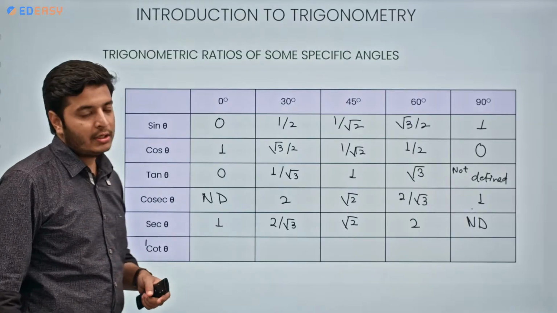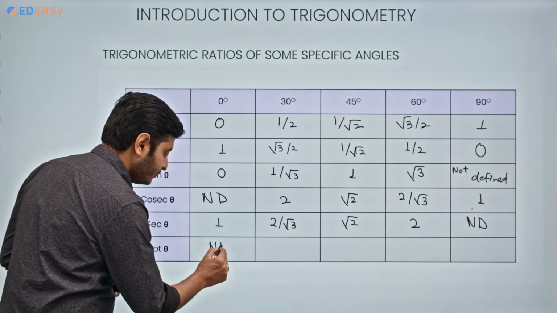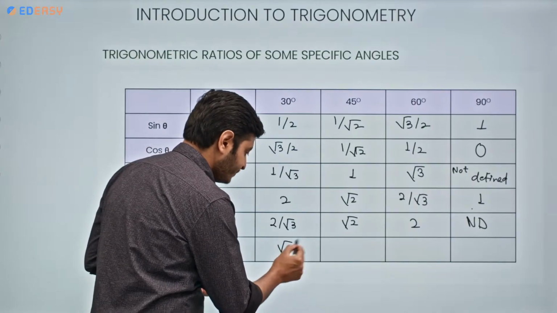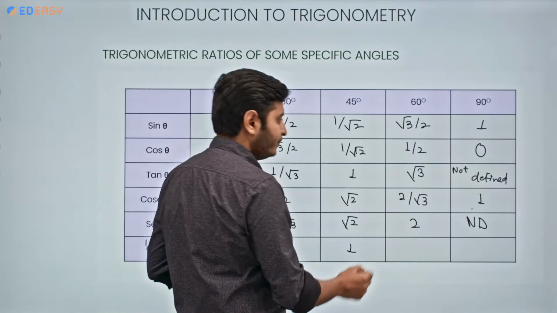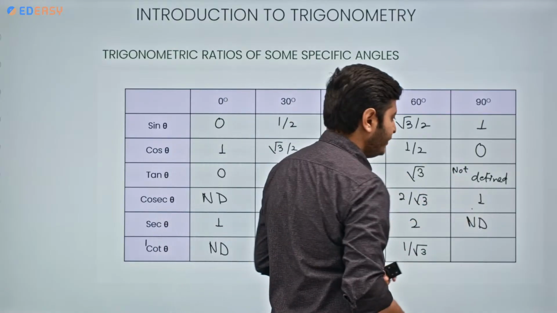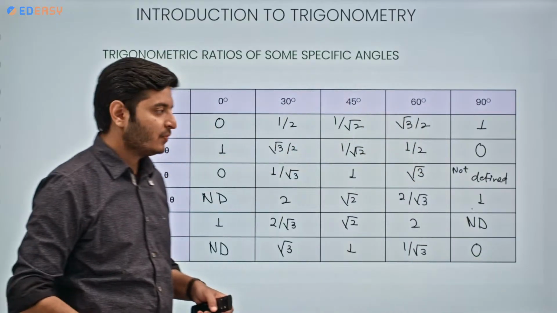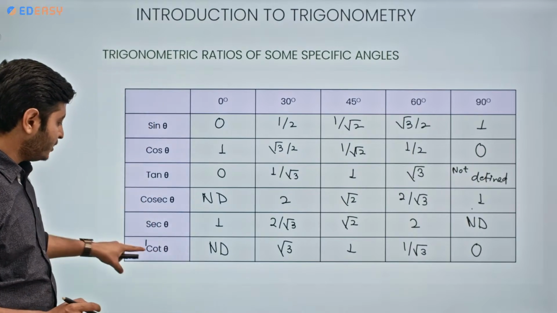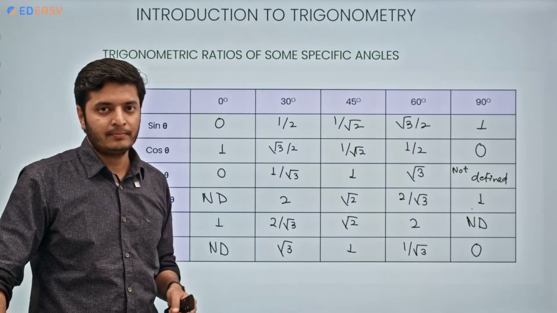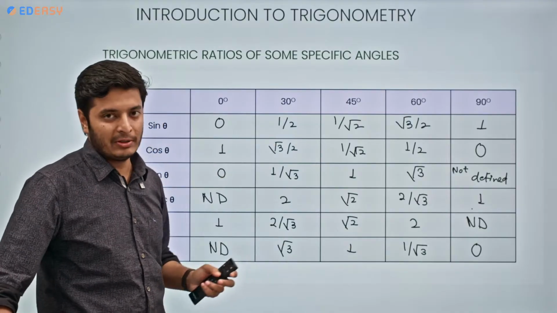Cot theta can be found using 1 by tan theta. So again, 1 by 0, not defined. 1 by root 3 is root 3. 1 by 1 is 1. 1 by root 3 is 1 by root 3. And 1 by not defined is 0. Now, look at these two, tangent and cot. Are they written in opposite order? Yes, they are. So it means there are two or three ways by which you can create this table easily.